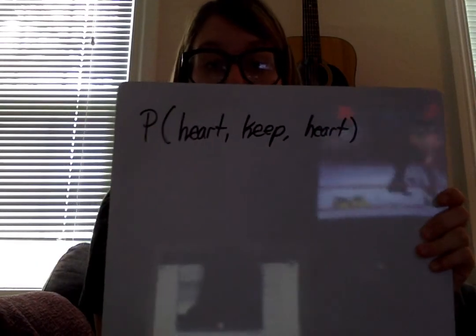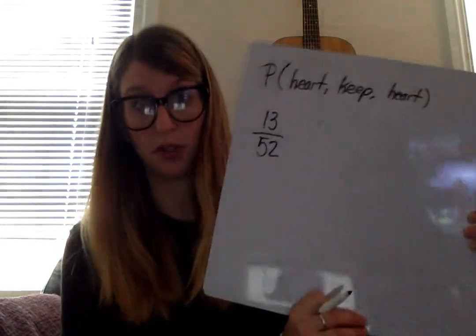So heart, then heart. What's the probability of a heart, keeping it, and then a heart? Again, it's going to look like that: P, heart, keep, heart. The probability of grabbing a heart in the beginning is going to be 13 over 52, because there's 13 hearts in a deck, and there's 52 cards.